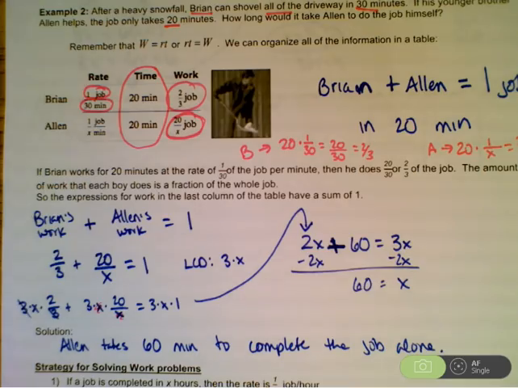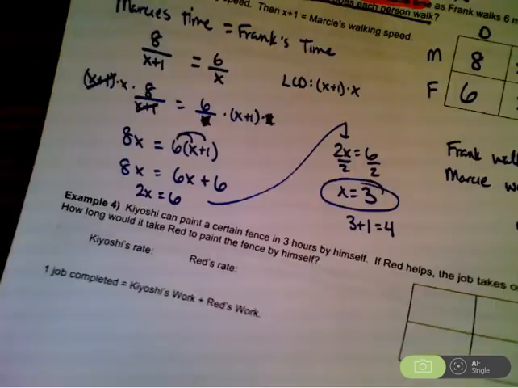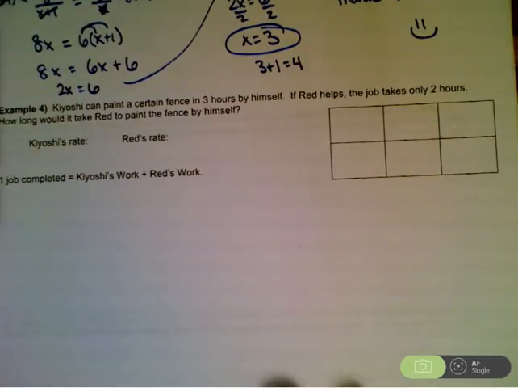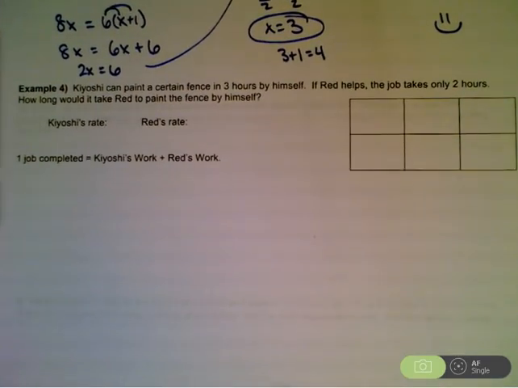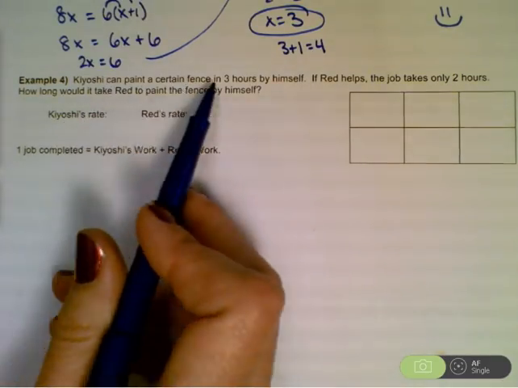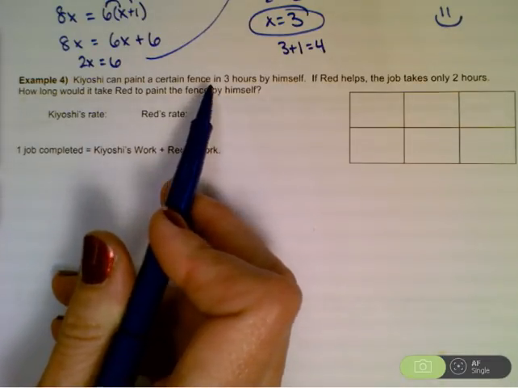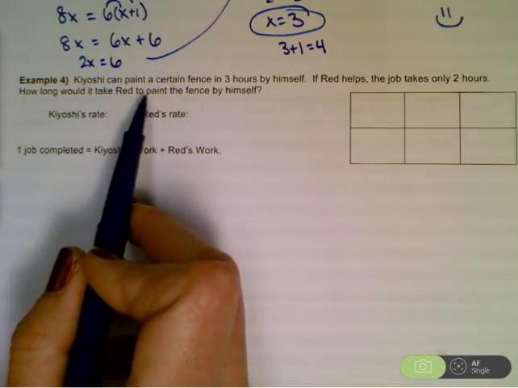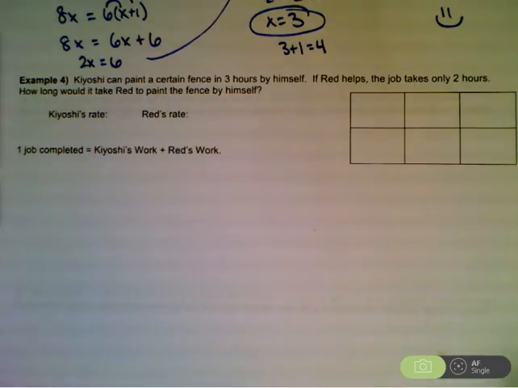So the one other problem that we'll start together is on the next page again, example 4. I'm going to start this one for you but not finish it, and then I'm going to encourage you guys to finish this one before you come to class next time, and then we can talk about it and see where your confusion is, because I'm sure there'll be some, and that's totally fine. So we've got Kiyoshi can paint a certain fence in 3 hours by himself. If Red helps, the job takes 2 hours. How long would it take Red to paint the fence by himself?